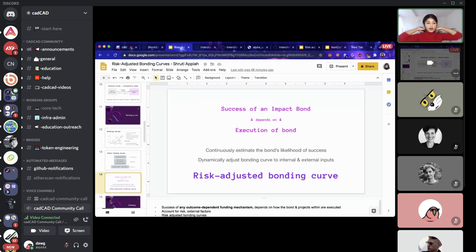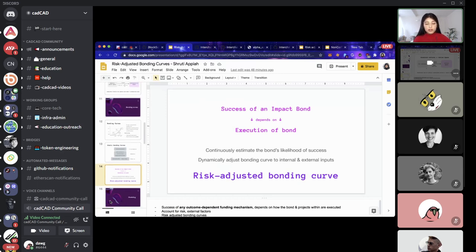And we're able to update this particular risk into the bonding curve, and the bonding curve's properties change based on the risk that we have just calculated. And this happens continually as usual throughout the execution of the bond. So throughout the execution of the bond, we're constantly adjusting for risk. And as a result of that, we're able to ensure that the investors get a better ROI.